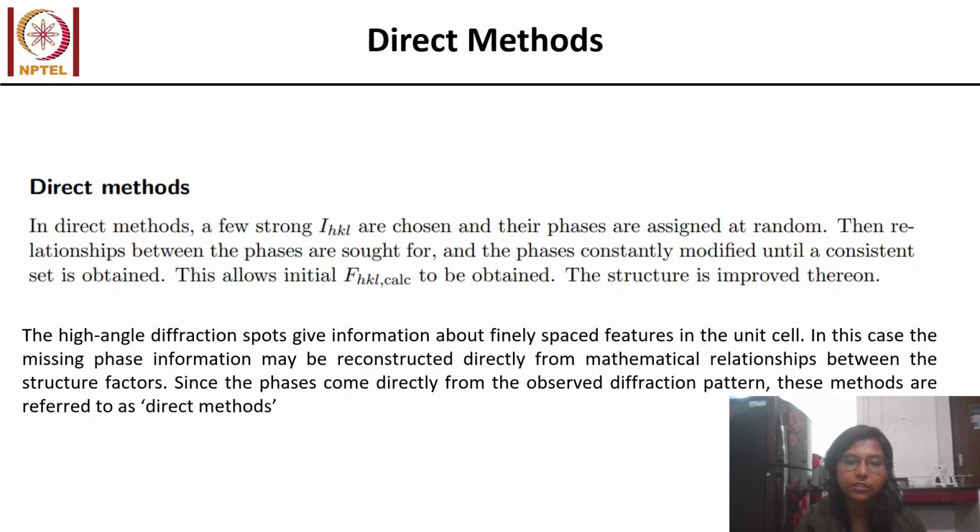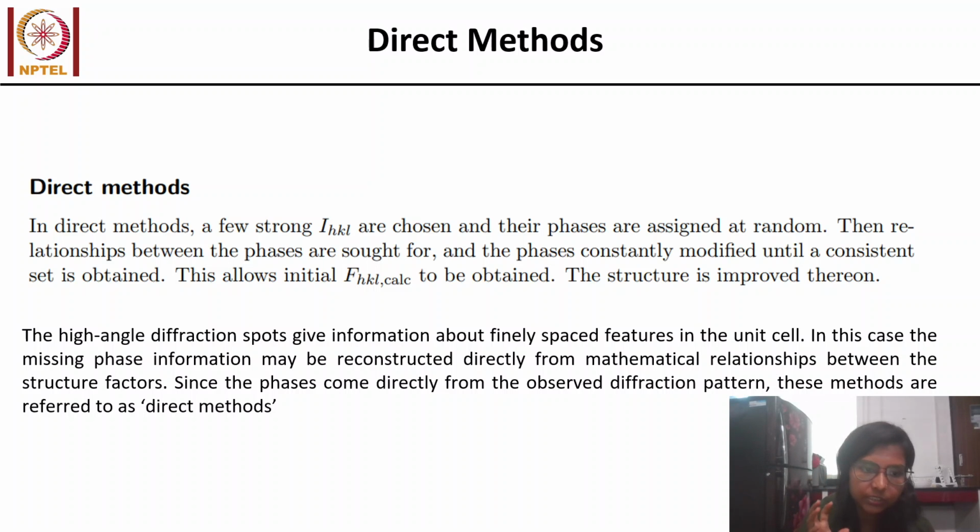In direct methods, a few strong intensities are chosen and their phases are assigned at random. Then relationships between the phases are sought, and the phases are constantly modified until a consistent set is obtained. This allows the initial calculated structure factors, as we call them, to be obtained. Then from there on the structure is improved.